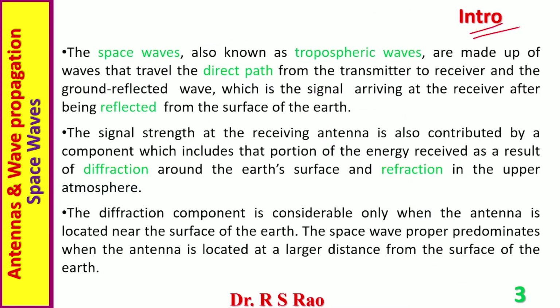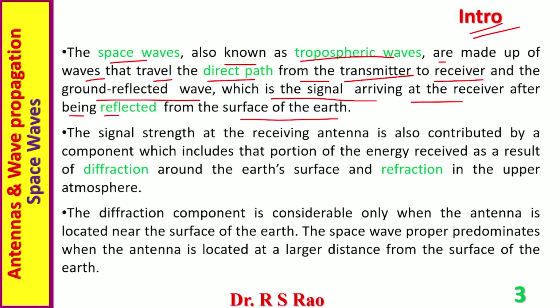Now, a small introduction to space waves. The space waves, also known as tropospheric waves, are made up of waves that travel the direct path from the transmitter to receiver and the ground reflected wave, which is a signal arriving at the receiver after being reflected from the surface of the earth. So space waves are also known as tropospheric waves. Space waves consist of two parts, two components. One component is called direct wave, another one is called reflected wave.